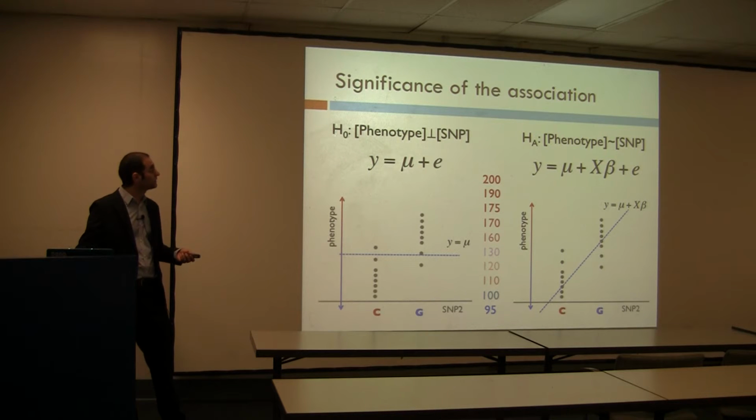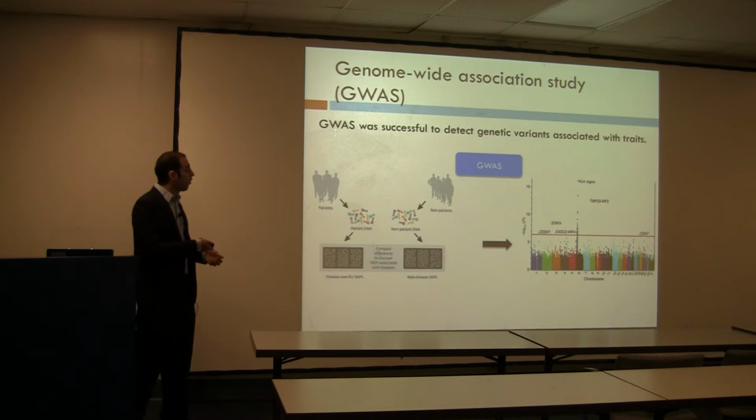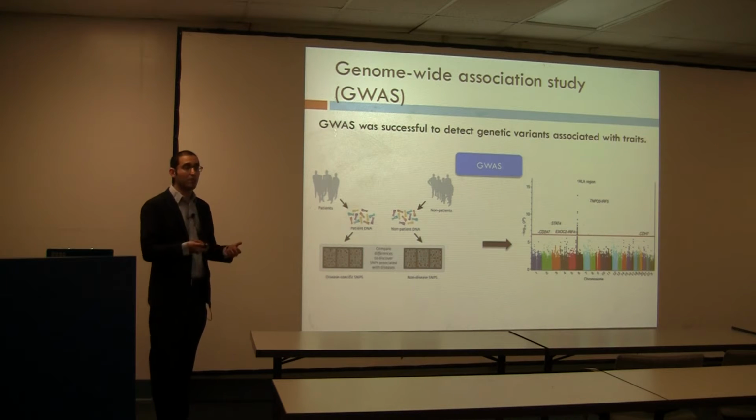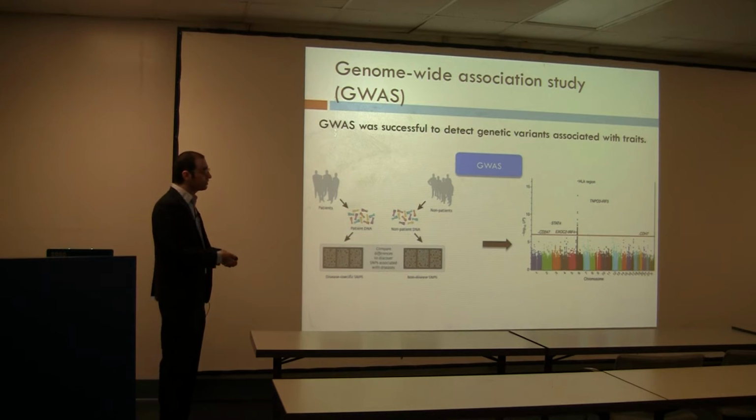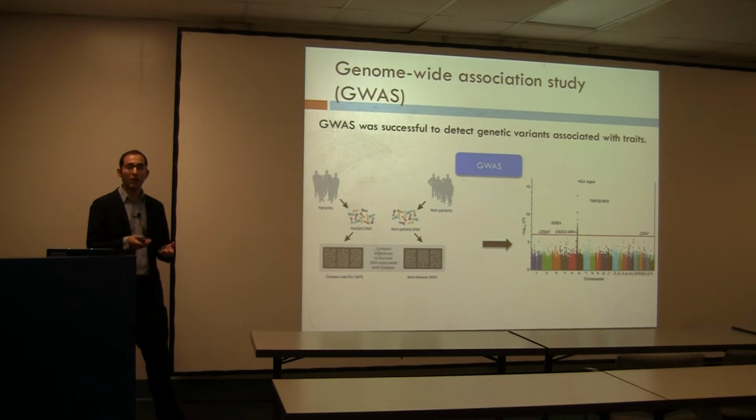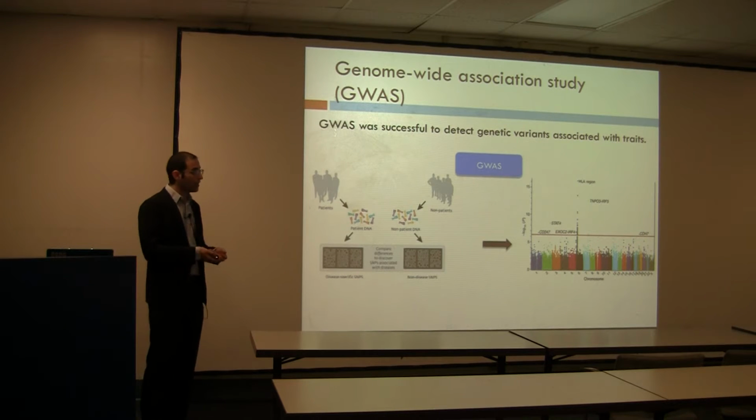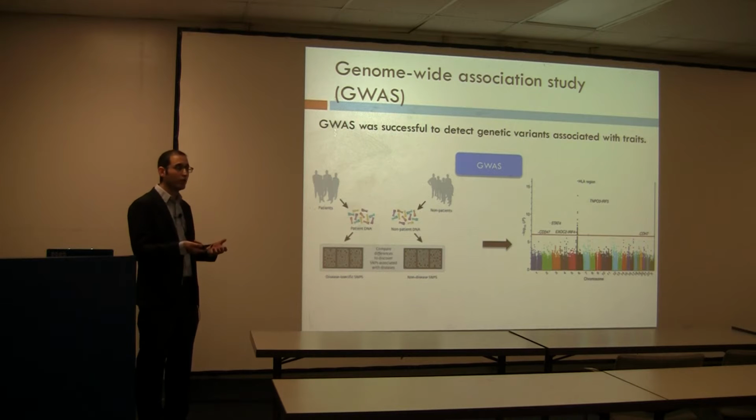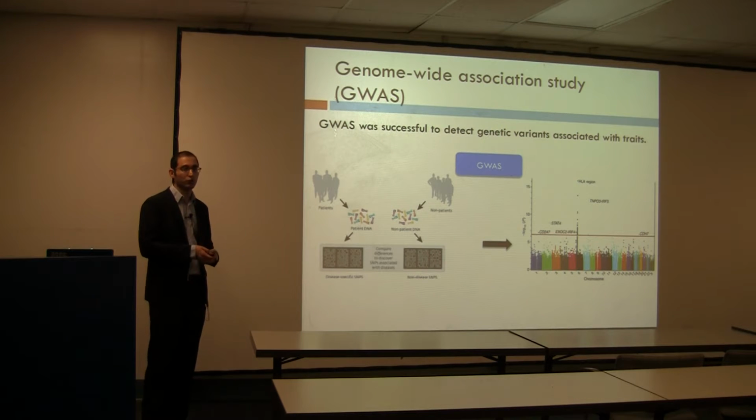Now, this is testing one SNP, but we can perform this test genome-wide on all the SNPs, and the output will be a Manhattan plot, which is shown here. The x-axis is the variant position, and the y-axis is the significance score. The higher the significance score, the higher the correlation or association of that variant with the trait.